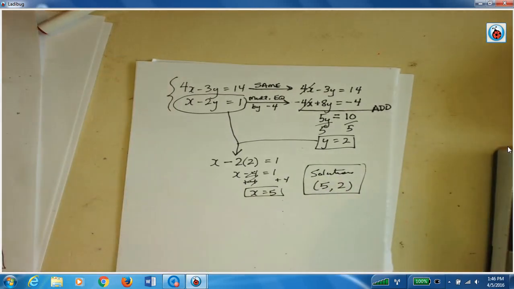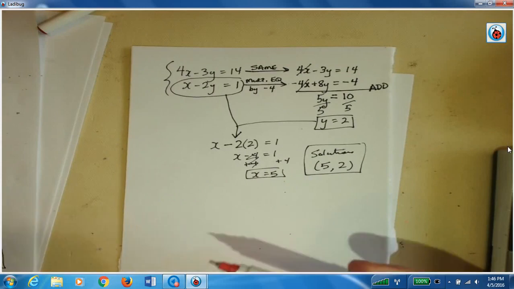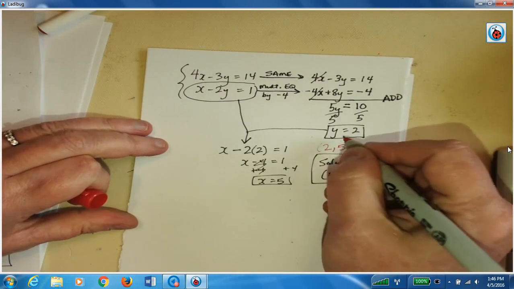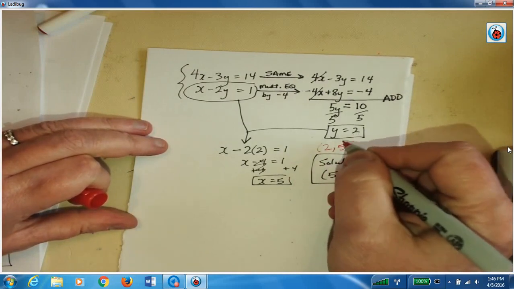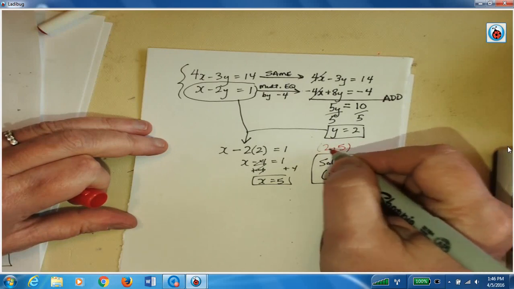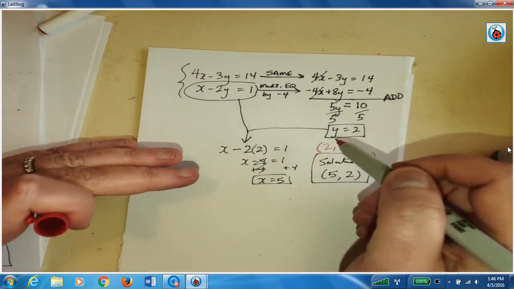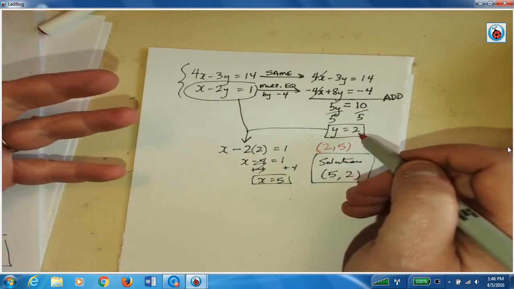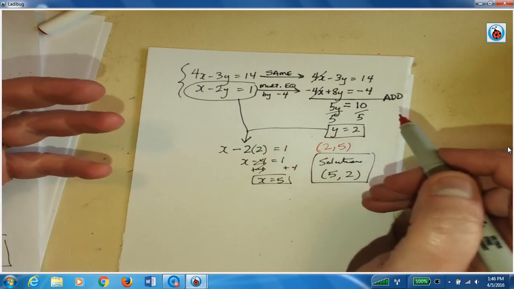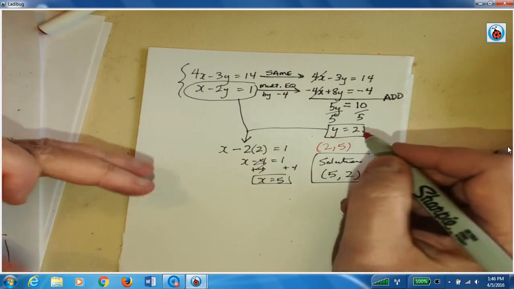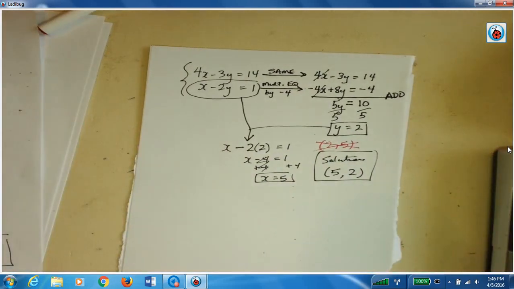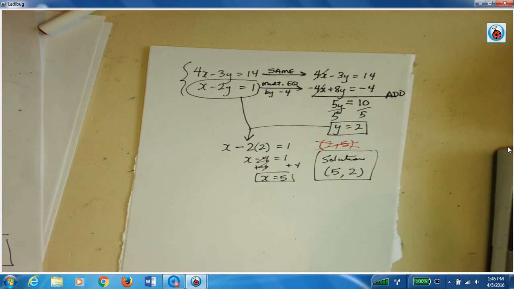Now, a lot of students make a mistake here, and they say that the solution is 2, 5 because they found the y first. And that is wrong. And the reason why it's wrong, these are coordinates for a point. And y equals 2, that's telling you the y coordinate is 2. And in a point, the x coordinate comes first, the y coordinate comes second. So that's an easy mistake to make. And with multiple choice selections, that's how they can try and trick you.